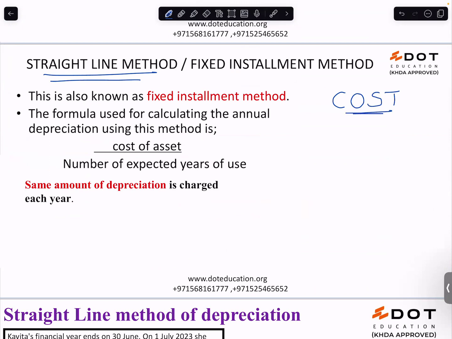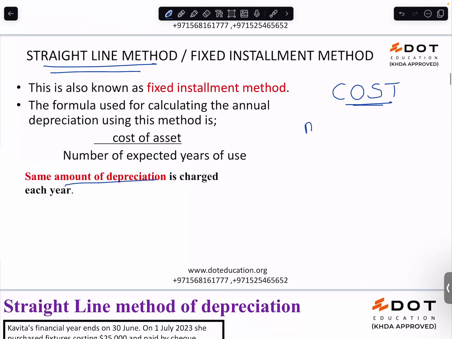The second thing is that the amount of depreciation that is charged every year is always going to remain the same. The same amount is charged on the cost, and it is also called the fixed installment method. What is it called? Fixed installment method.